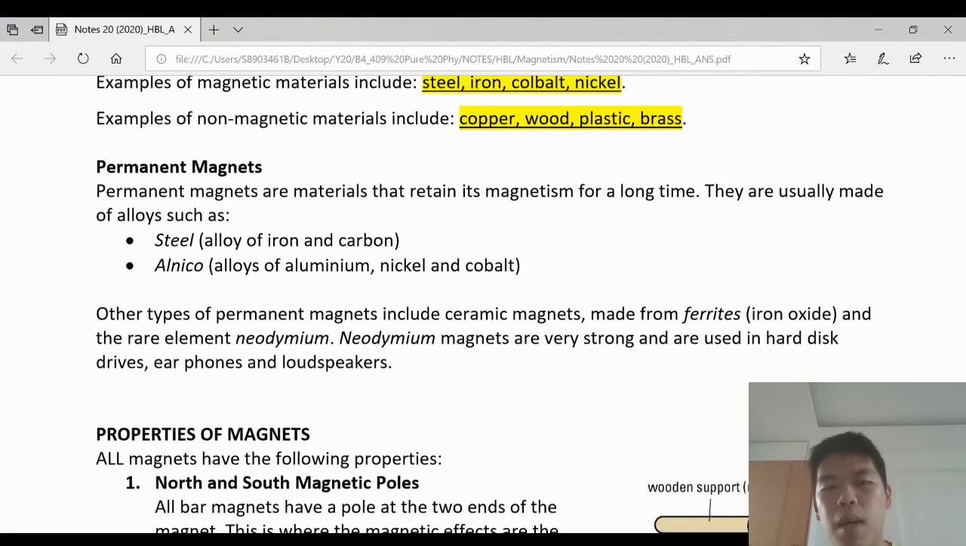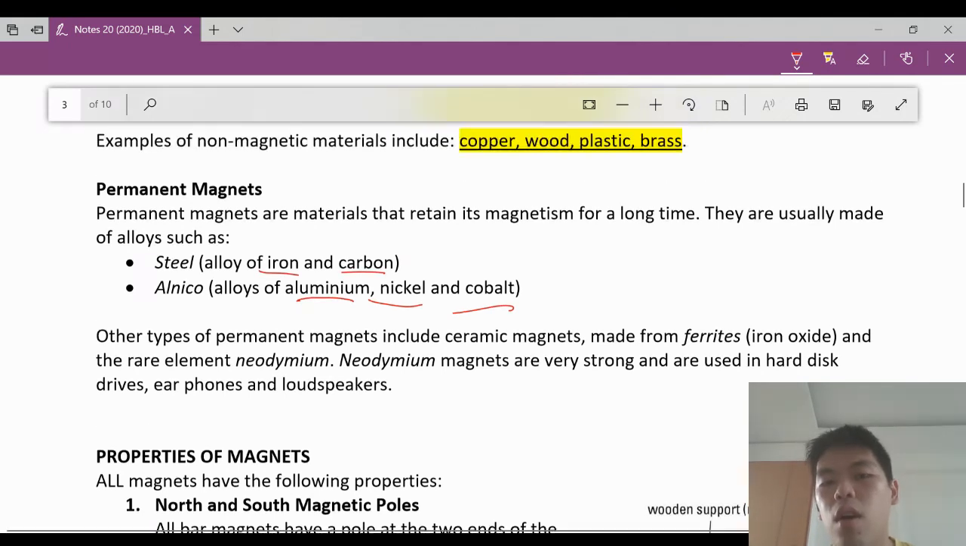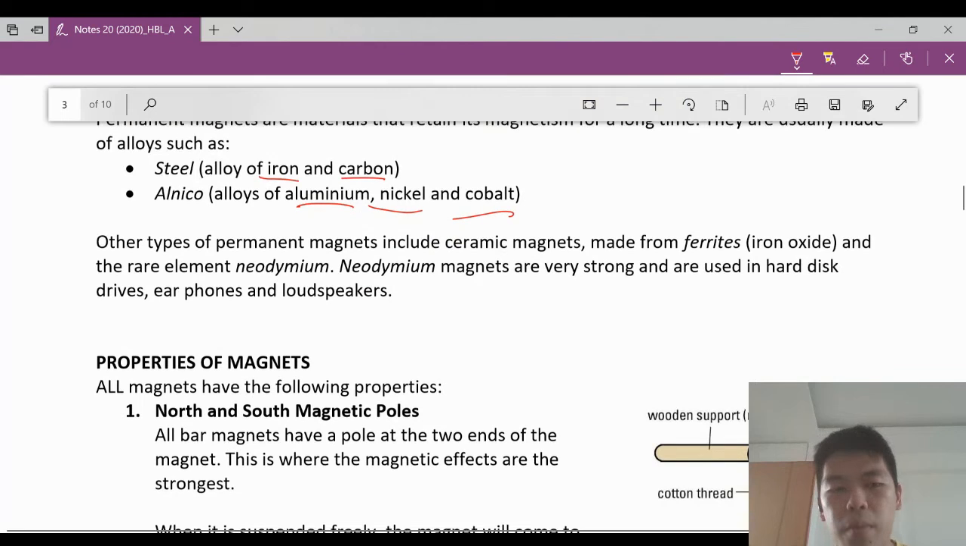Alright, permanent magnets are magnets that are able to retain their magnetism for a long time. They are usually made of alloys such as steel. Steel includes iron and carbon. They are also made of alnico, which is aluminium, nickel, and cobalt. These are the contents inside. As you can see, most of them have iron or cobalt or even nickel inside.